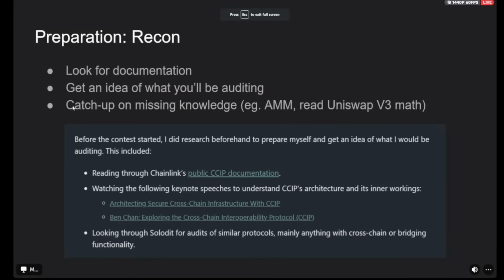The second point of this phase is also to catch up on your knowledge gaps. You can sort of call it studying. So let's say you're going to be auditing an EMM protocol. What you should do is read up on related topics. For example, Uniswap V3 math, because you know that it's an EMM and it's most of the time going to be using Uniswap V3 math, or it's a direct fork of Uniswap V3. So you read up on related topics so that when you are looking at the code, you won't be straight up lost.